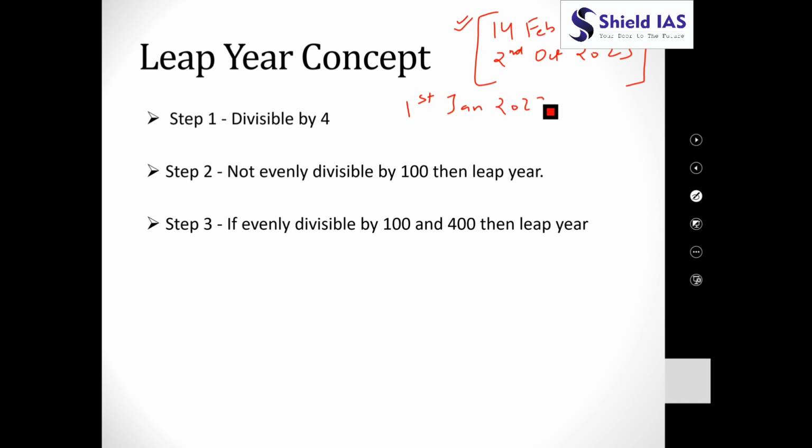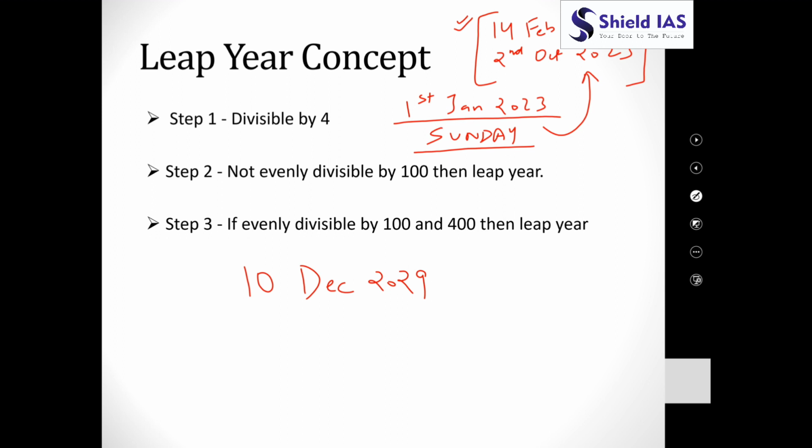There we always know some reference date. For our questions, we have taken the reference date as 1st January 2023 and we know that on 1st January 2023 it was Sunday. Based on this reference date, we have calculated what will be the day on these dates, right? Okay, so now what we will be discussing in this video lecture is how to calculate a particular day after several years. For instance, if I give you a question as to what will be the day on 10 December 2029.